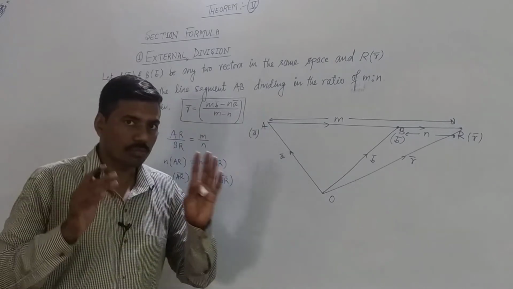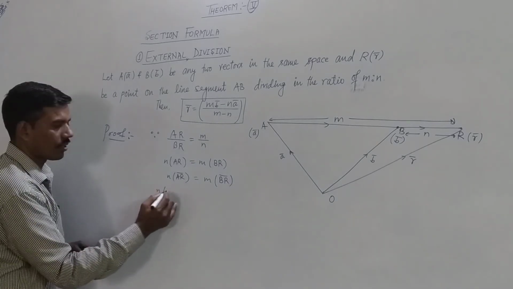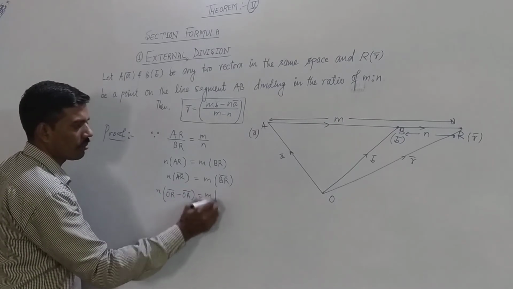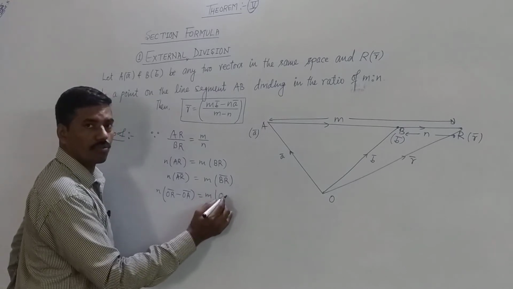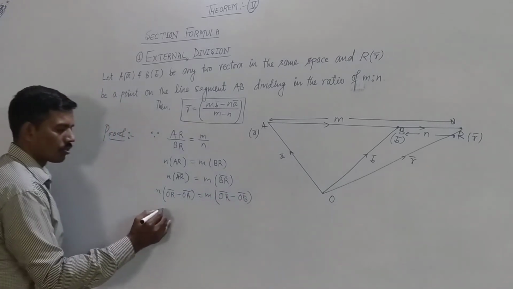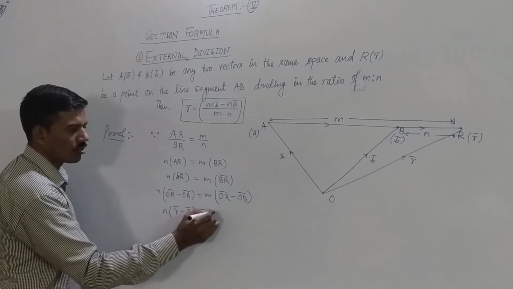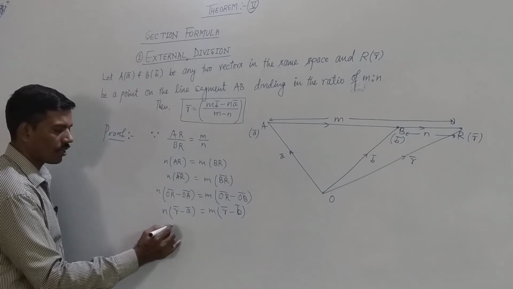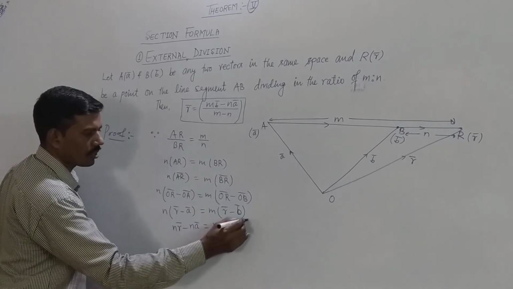So the vector AR is given as the position vector of point R, that is OR, minus position vector of point A, that is OA, is equal to m times the vector BR, which is position vector of point R, that is OR, minus the position vector of point B, that is OB. So n times, we know that OR is vector r, vector OA is vector a, is equal to m times vector r minus vector OB, that is vector b. On opening the bracket, we get n into vector r minus n into vector a is equal to m into vector r minus m into vector b.